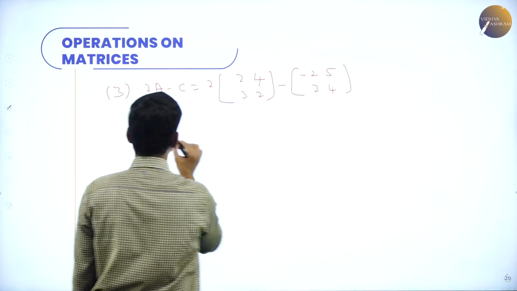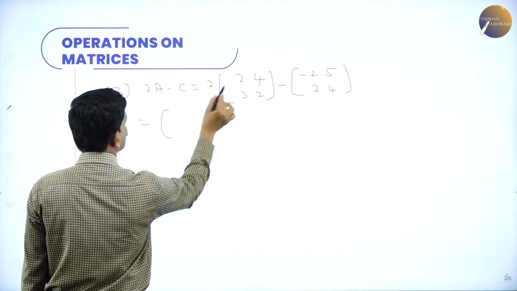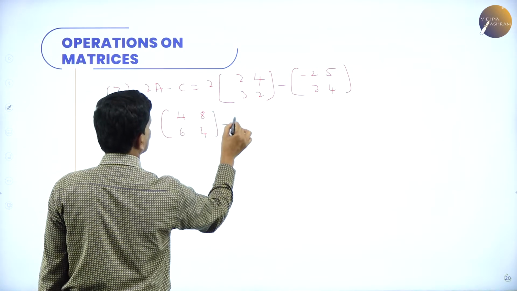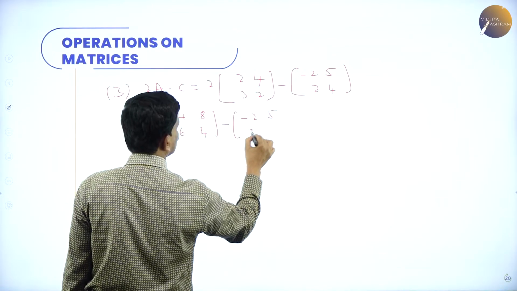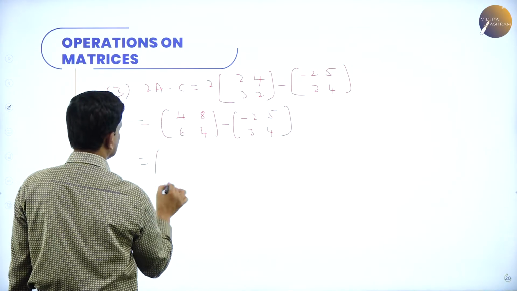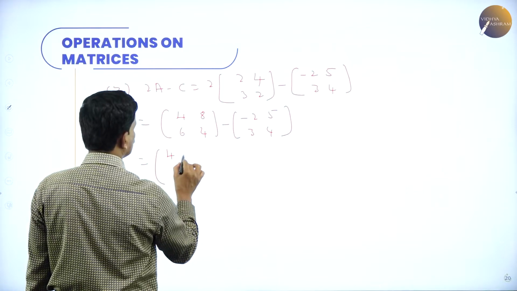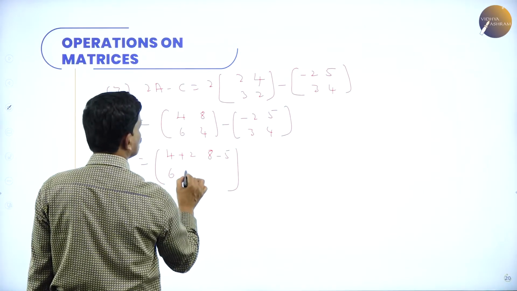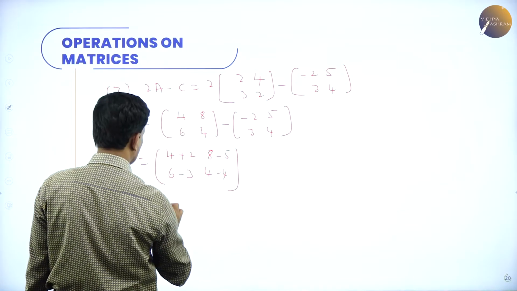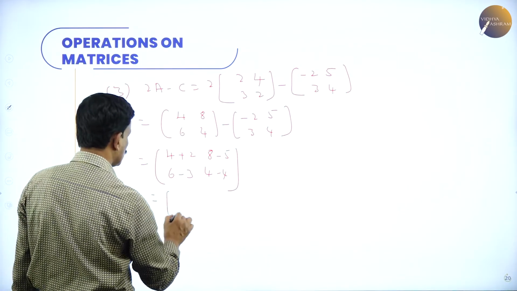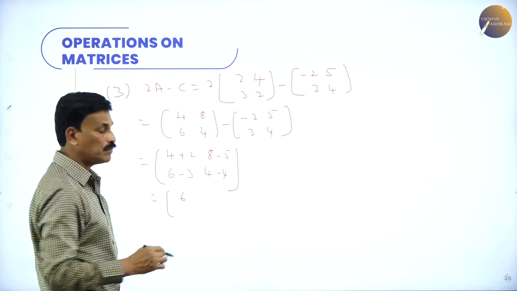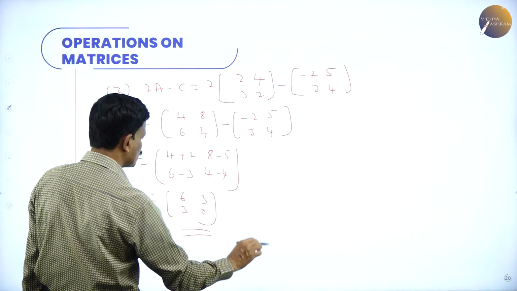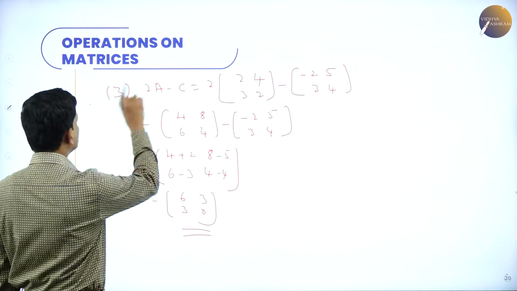Now simplify this. Just multiply with 2 first. 2 2s are 4, 2 4s are 8, 2 3s are 6, 2 2s are 4, minus 2, 5, 3 and 4. Subtract this. 4 minus into minus plus 2, 4 plus 2 is 6, 8 minus 5 is 3, 6 minus 3 is 3, 4 minus 4 is 0. That's all. 6, 3, 3, 0 is the third answer, right?